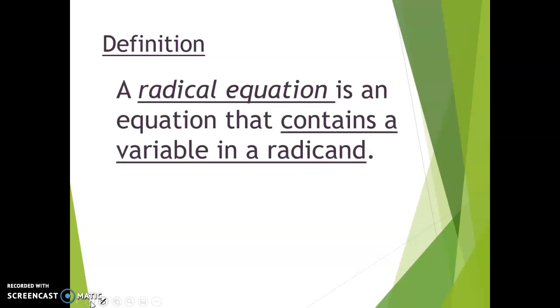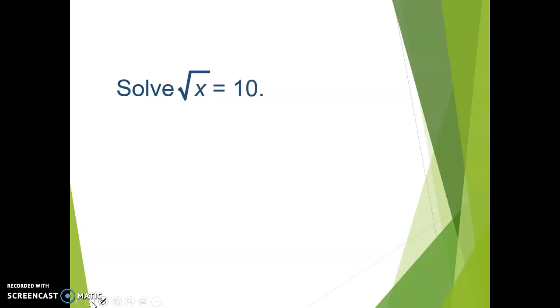Now let's define that. A radical equation is an equation that contains a variable in a radicand. What we saw just a second ago in our example, the variable was never in the radicand. So that doesn't count as a radical equation. It's an equation with radical expressions. But radical equations have the actual unknown in the radicand. Let's see what this looks like. Take, for example, the square root of x equals 10. You can see that this is a radical equation because we have a variable, x, in the radicand.